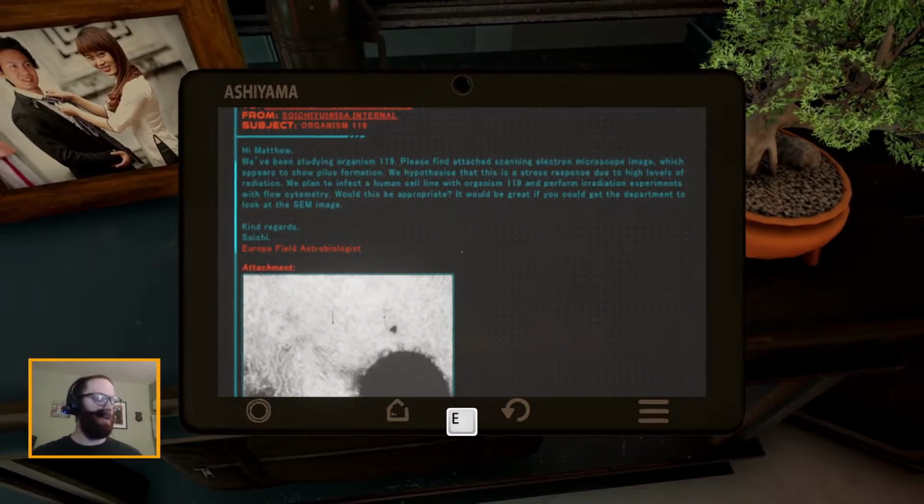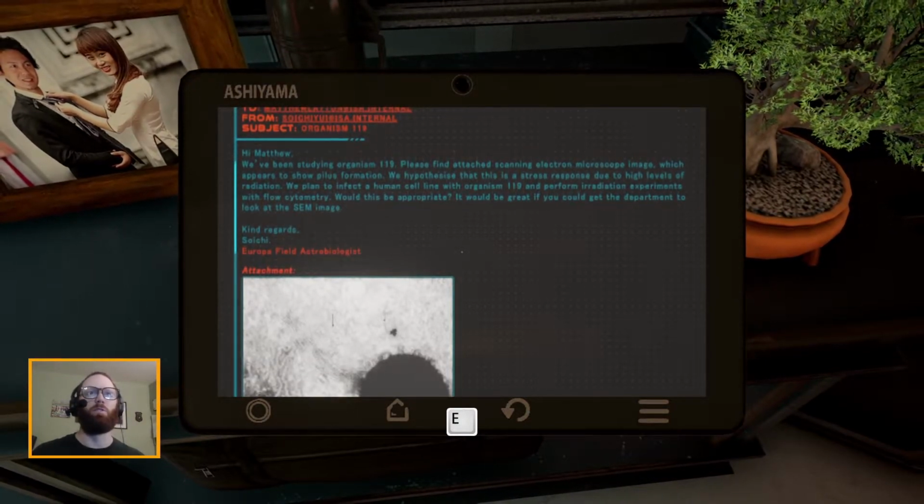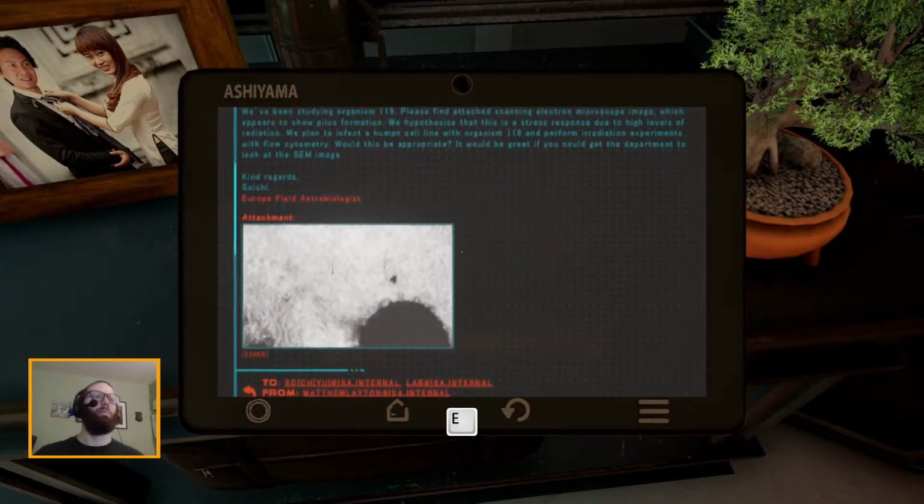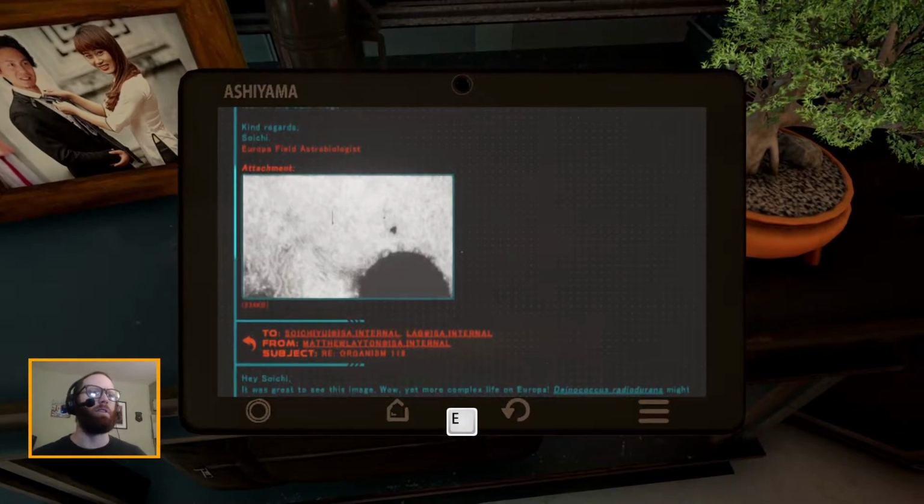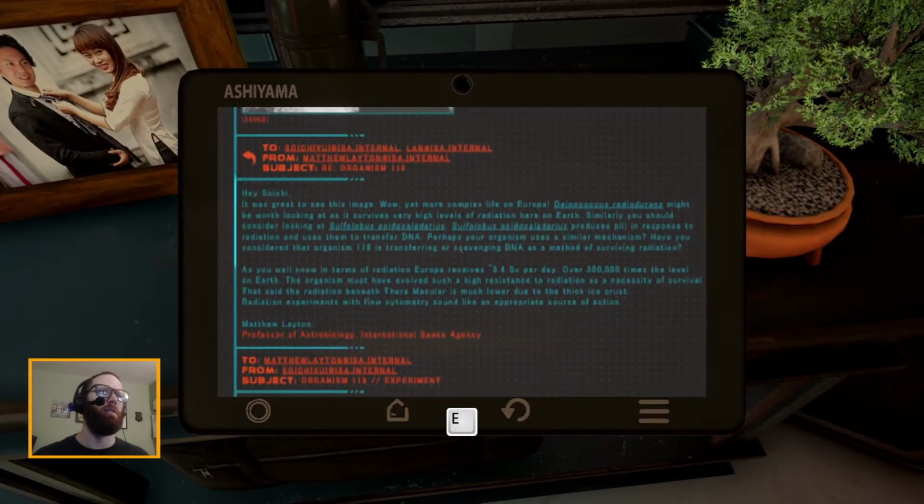Well, I hope you would know before you started doing that. It would be great if you could get the department to look at the SEM image. Okay, I've looked at it, and I gotta tell you, not a lot going on.